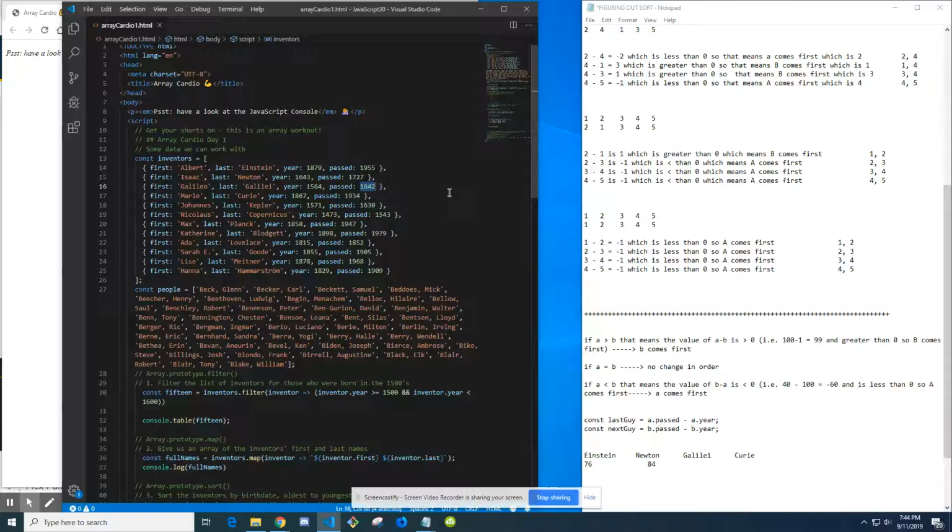Galilei passed in 1642. 1642 minus 1564 equals 78. Curie passed in 1934. 1934 minus 1867 equals 67. She was 67.